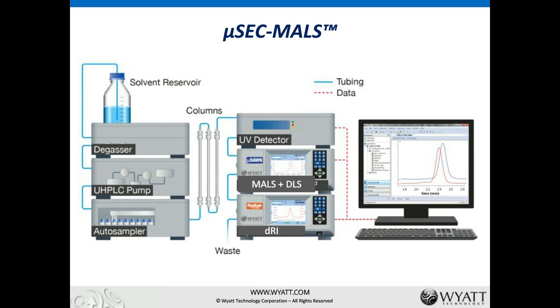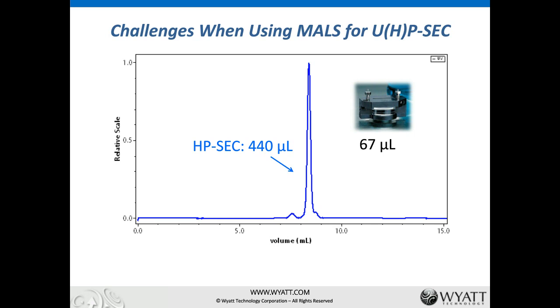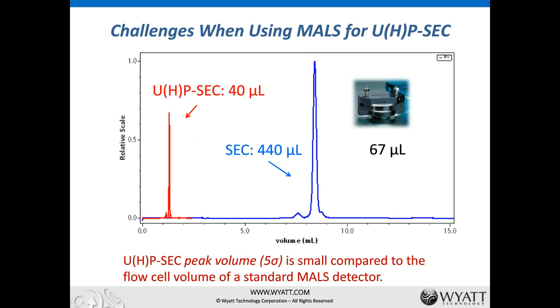But a few years ago, when we first attempted to use the standard MALS detector following a UHP-SEC system, we encountered some challenges. As we know, a typical eluted peak in the UHP-SEC system has a peak volume on the order of hundreds of microliters. This is actually much larger than the system volume of a standard MALS detector, and the dispersion introduced by the MALS detector is very well tolerated. However, the volume of a UHP-SEC peak is much smaller compared with a standard MALS detector, and significant loss in the peak resolution is expected.